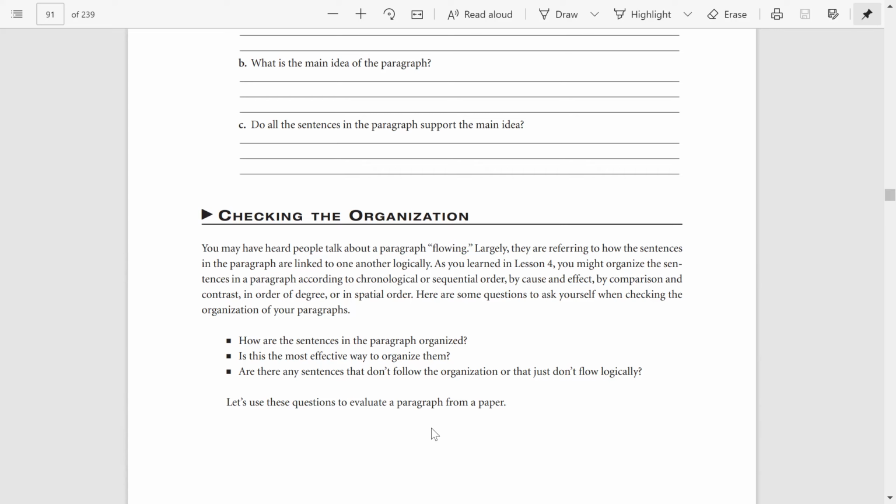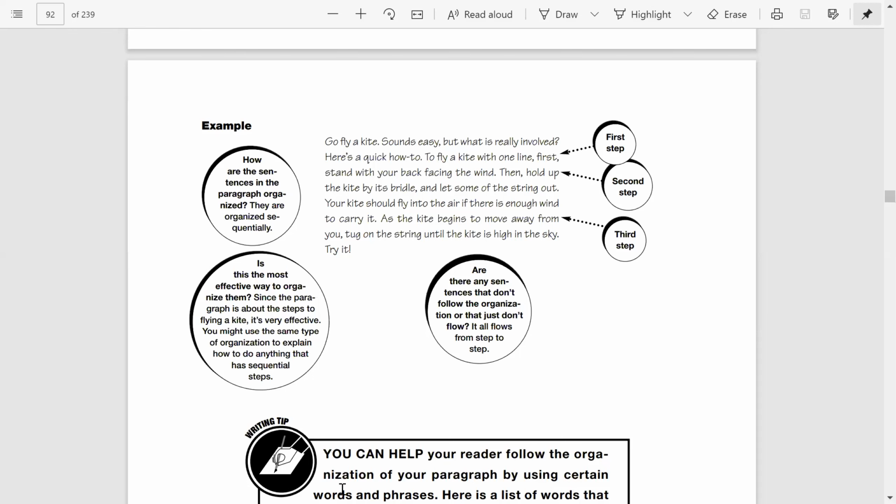Let us use these questions to evaluate a paragraph from a paper now. We are going to apply the same questions on this paragraph here. Let's have a look at the paragraph first. Go fly a kite sounds easy, but what is really involved? Here is a quick how-to for flying a kite with one line. First, stand with your back facing the wind, and so on.